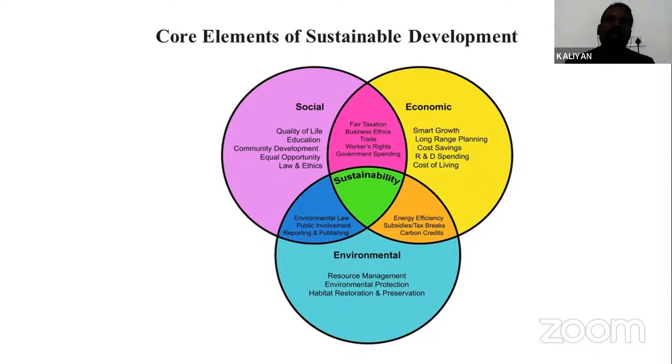Social means quality of life, education, community development, equal opportunity, law and ethics. Economic means smart growth and long-range planning, cost saving, R&D spending, and cost of living. Environmental means resource management, environmental protection, habitat restoration and preservation. And these are the core elements.